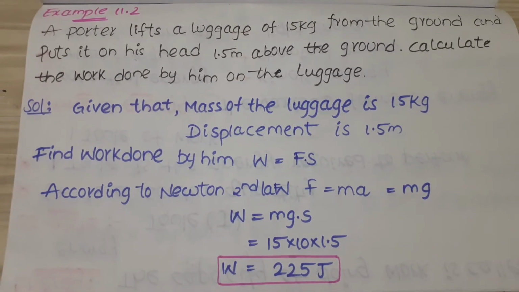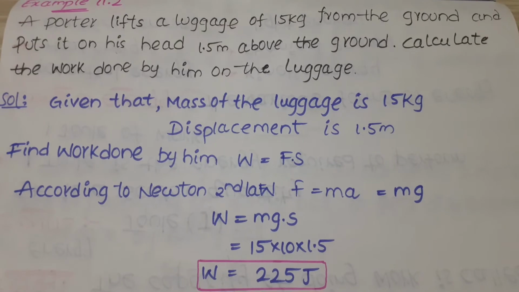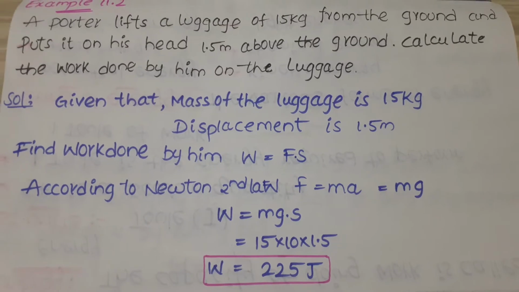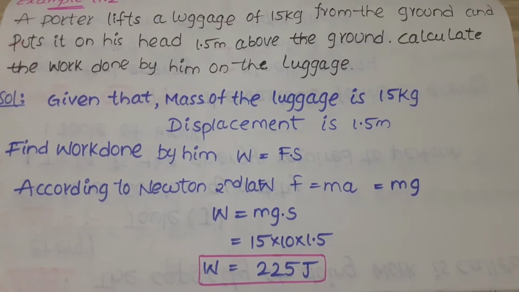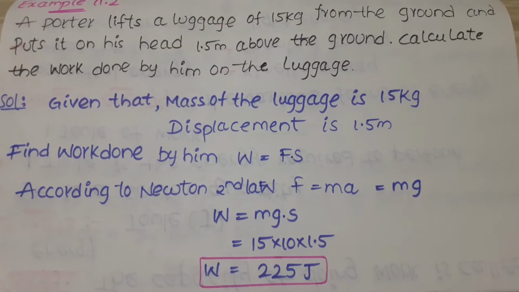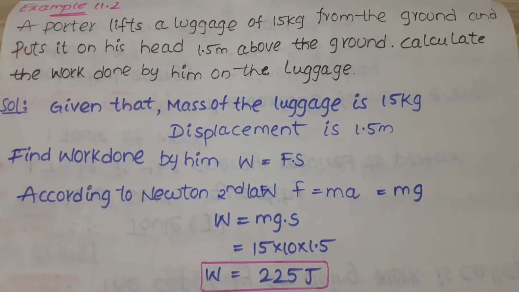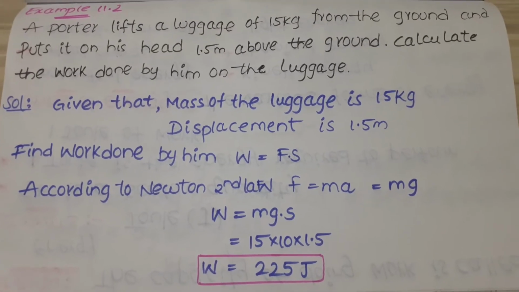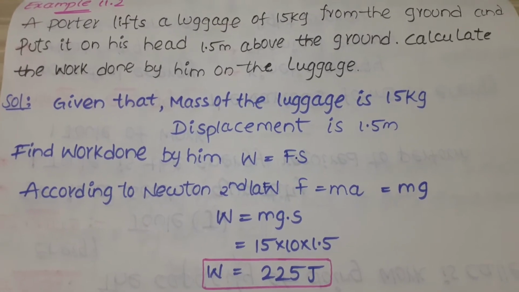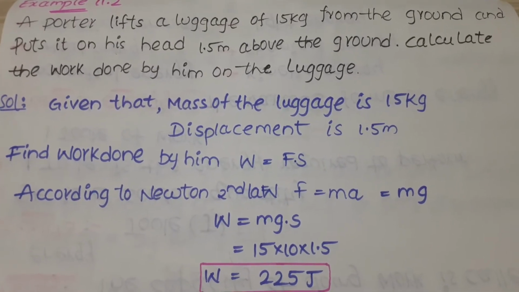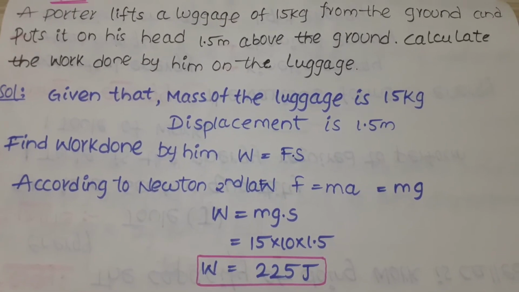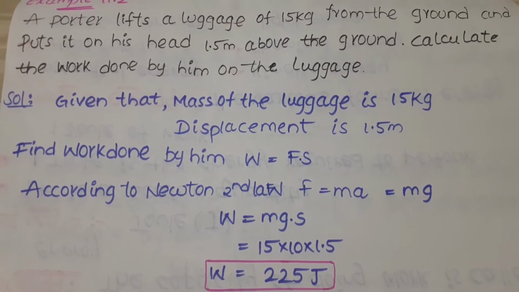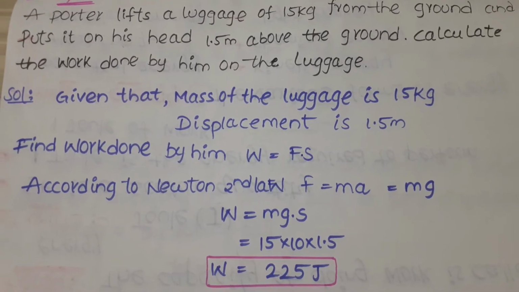Next, example 11.2. A porter lifts a luggage of 15 kg from the ground and puts it on his head 1.5 meter above the ground. Calculate the work done by him on the luggage. So in this case, we have to find out the work done on the luggage. Given that mass of the luggage is 15 kg, its displacement is 1.5 meter.